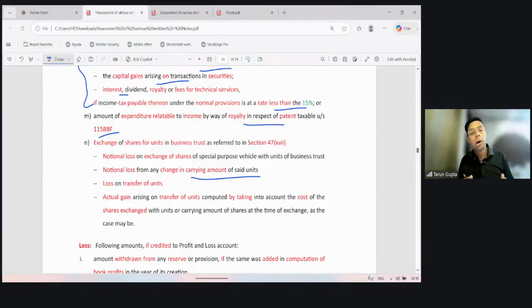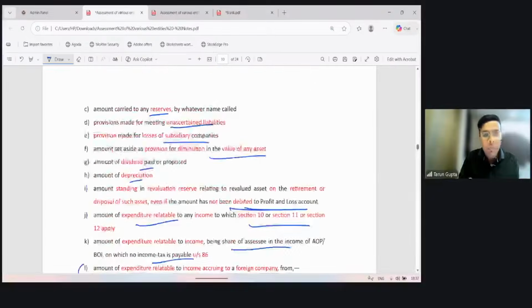On transfer of such units, if there's a gain or loss debited or credited to the P&L account, you have to ignore that, and you have to add or less the actual gain or loss on transfer of such unit, taking into account the actual cost of the shares. Okay. So all notional income or losses are ignored; on the actual gain or loss arising to the person on transfer of the units of business trust, the original cost of shares only shall be allowed. So fair enough.